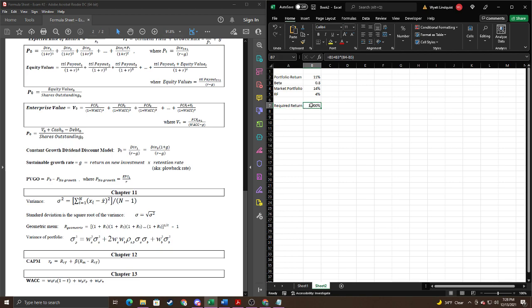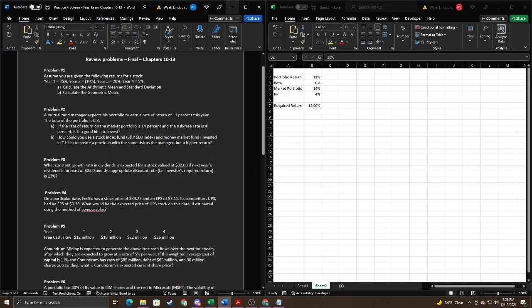Now, this is higher than the portfolio's expected return. So this fund manager expects 11% return, but we have a required return of 12%. That means that this is not a good investment and that they should invest in something else, not in this mutual fund, because they could get better returns elsewhere. Now we're going to do part B.